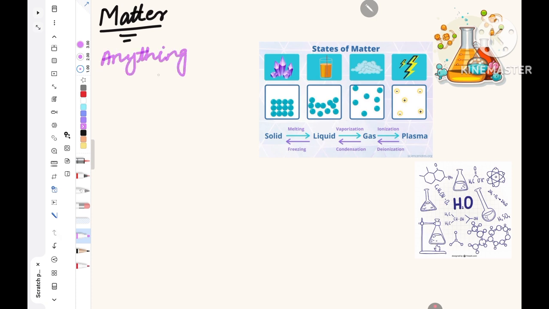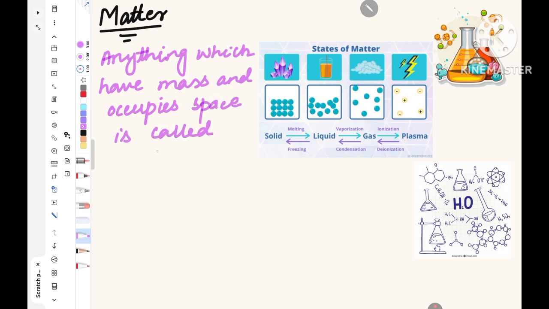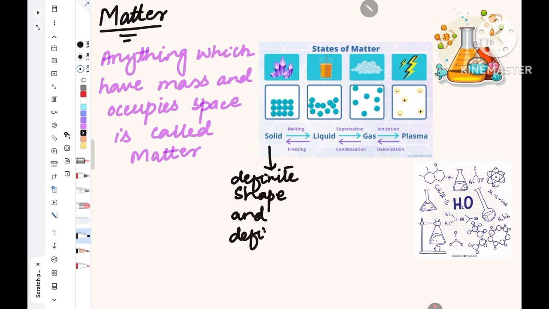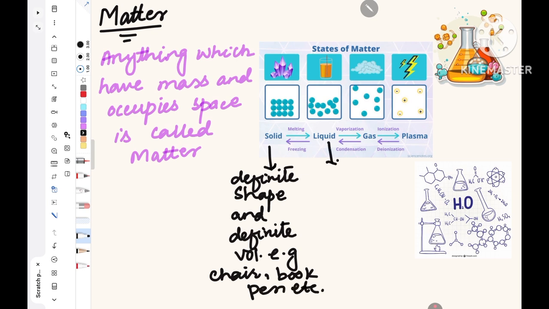So first of all, we see what is matter. Anything which has mass and occupies space is called matter. Matter is of the following types: solid, liquid, gas, and plasma. Solid is defined as a state of matter which has definite shape and definite volume. For example, chair, pen, book, etc.